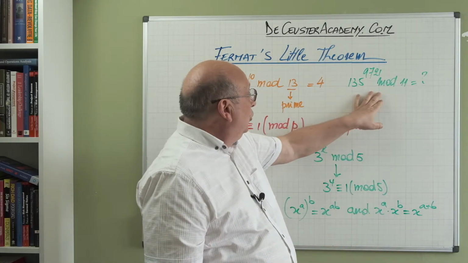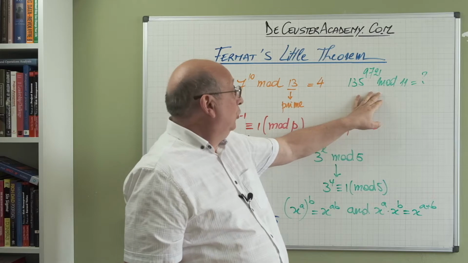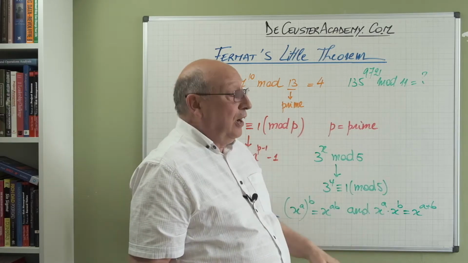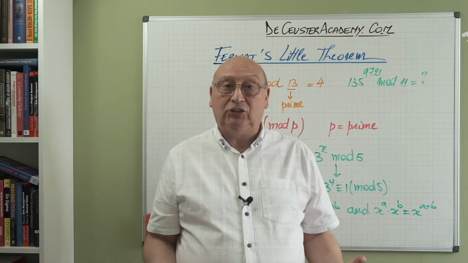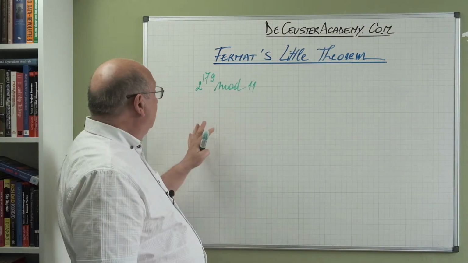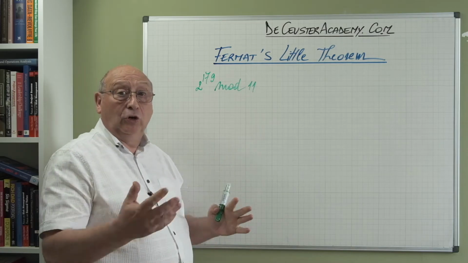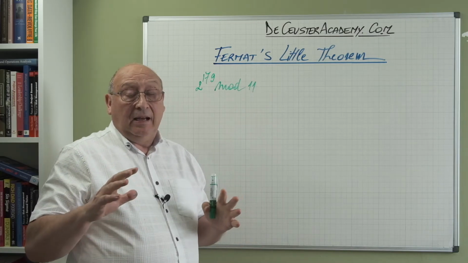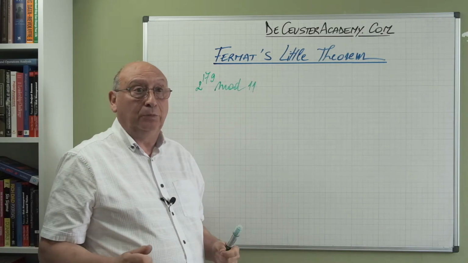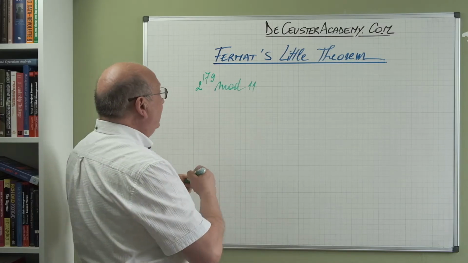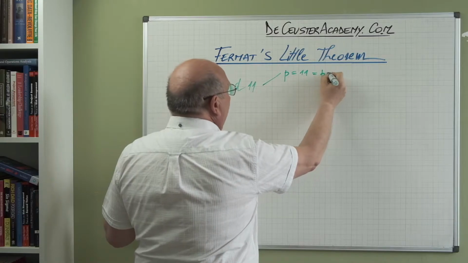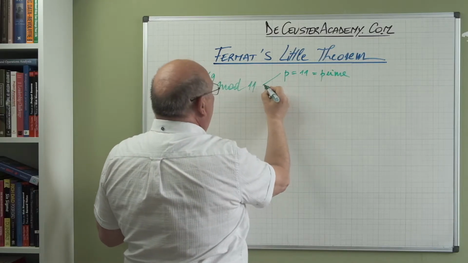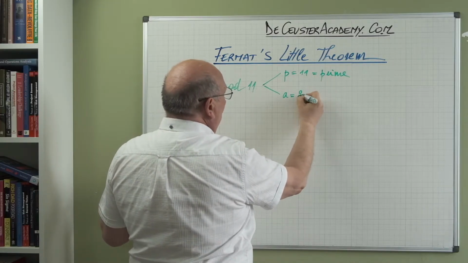We have here some more complex solution that we can find, and I will look at a slightly different way how to approach this. Let us now try to find a solution for this before we go to the more complex exercise that I showed you before. Now what do we have here? P is equal to 11, is prime, so that's okay, and a is 2.